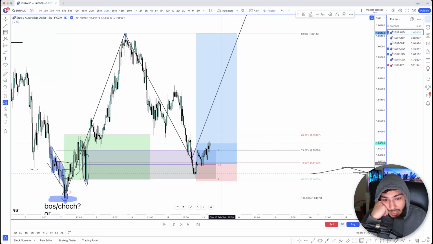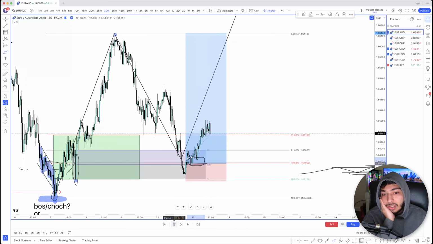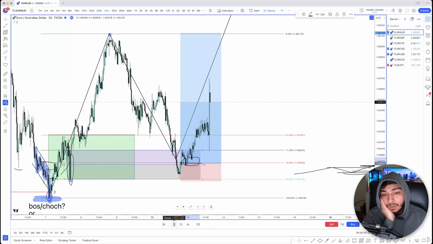And then it gave us another opportunity to get in. We took our first position here. We took our second position here off of this candle. And then price started to take off. And then for the day, Asian range, it kind of didn't really do anything.